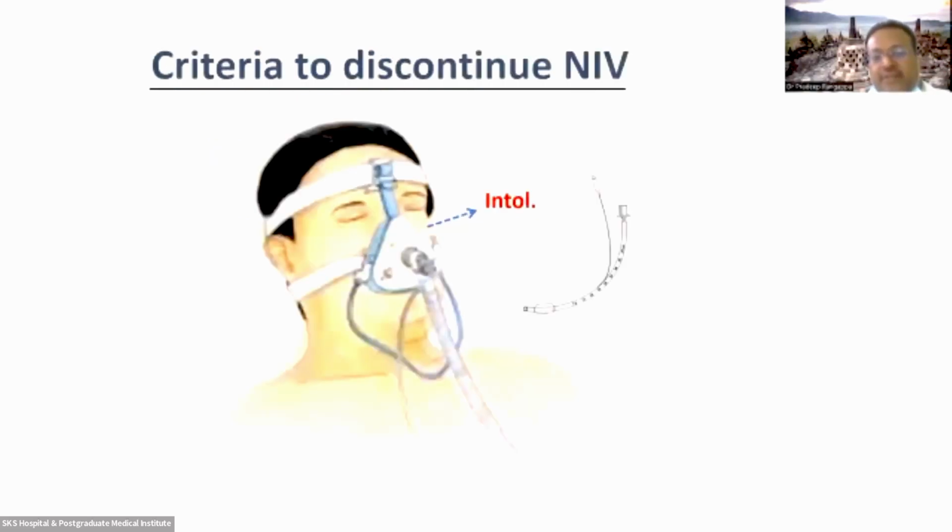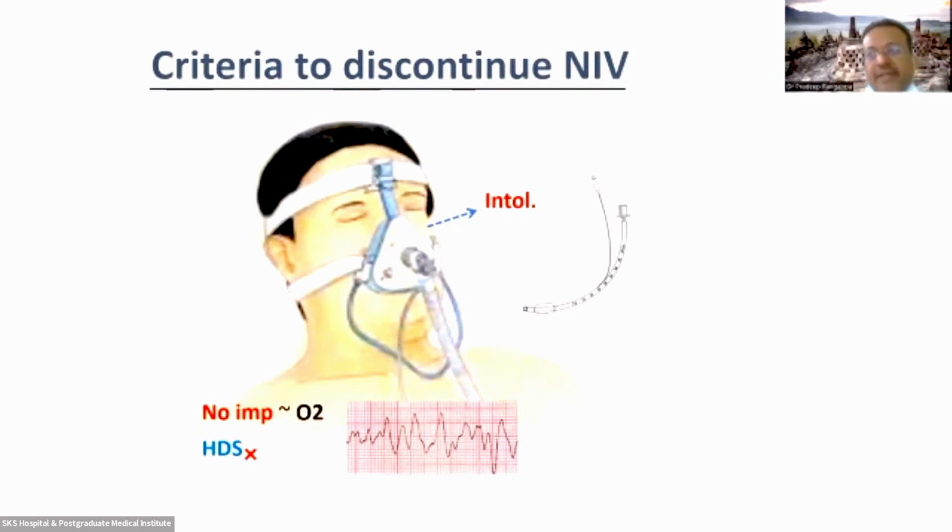These are failures where you have to call it a failure of NIV and move on to intubation and mechanical ventilation. Intolerance is one of the key things that many times is the reason why NIV fails and one has to get intubated. Or there is no improvement in the oxygenation, or the patient is getting more and more hemodynamically unstable, or cardiac dysrhythmias are setting in.